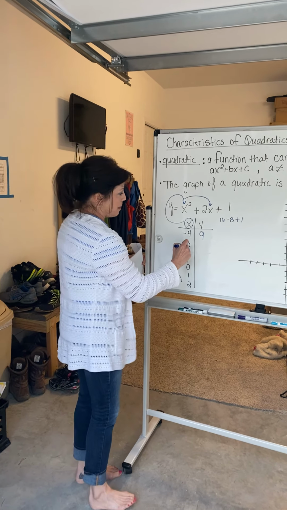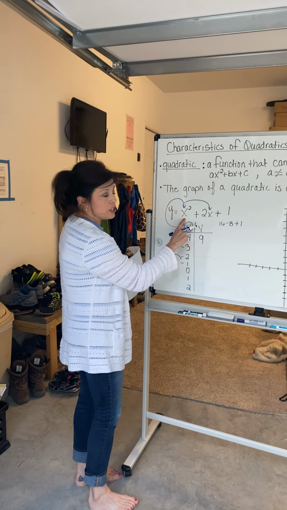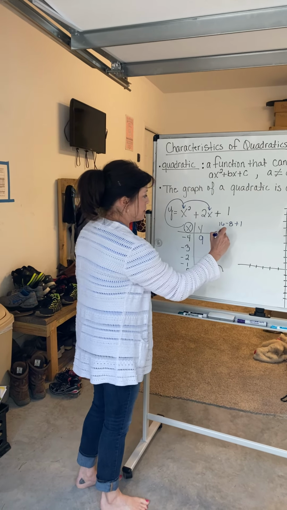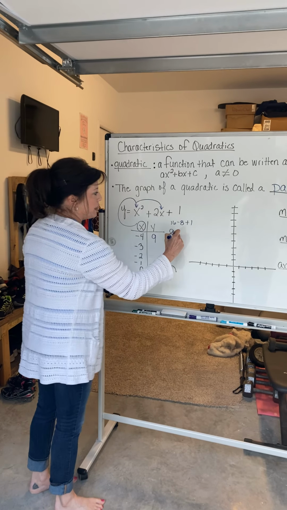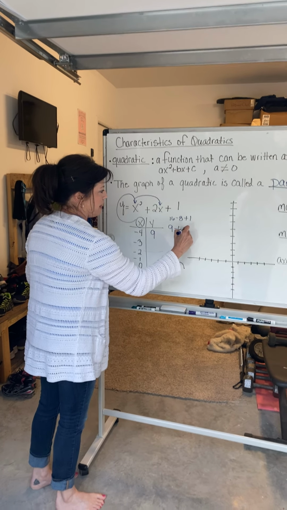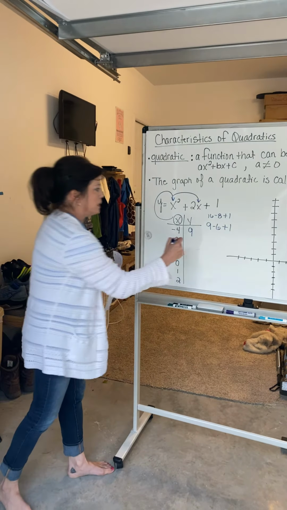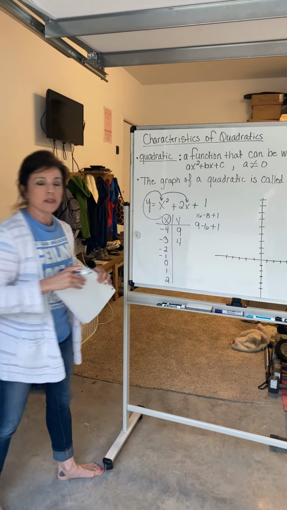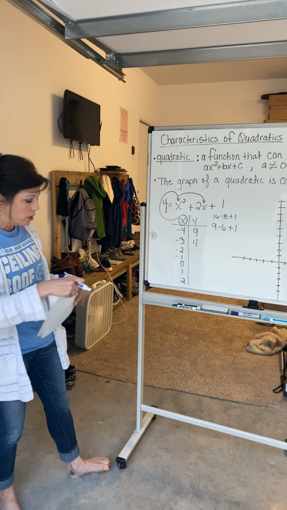Then we would do the same thing with negative 3. When you put negative 3 into the equation, negative 3 squared is positive 9. When you put negative 3 right there, that becomes a negative 6, and then you add 1. So 9 minus 6 plus 1, that would give you a positive 4. And then you could do the rest. You can just drop them in there. I'm just going to go ahead and tell you what they are.